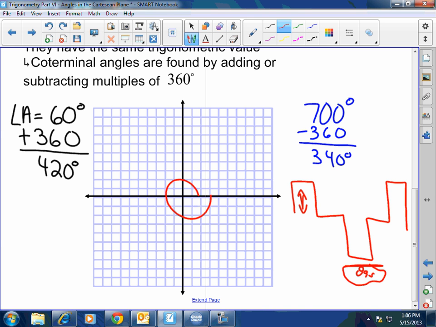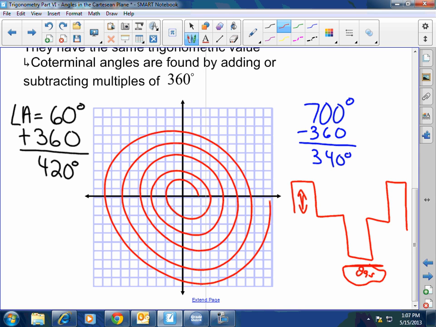Well, these revolutions per minute, think about it. They're measuring, and sometimes you have 3,000 revolutions per minute. That means you're having 3,000 spins in 1 minute. Does that make sense, guys? So this is why coterminals are so important.